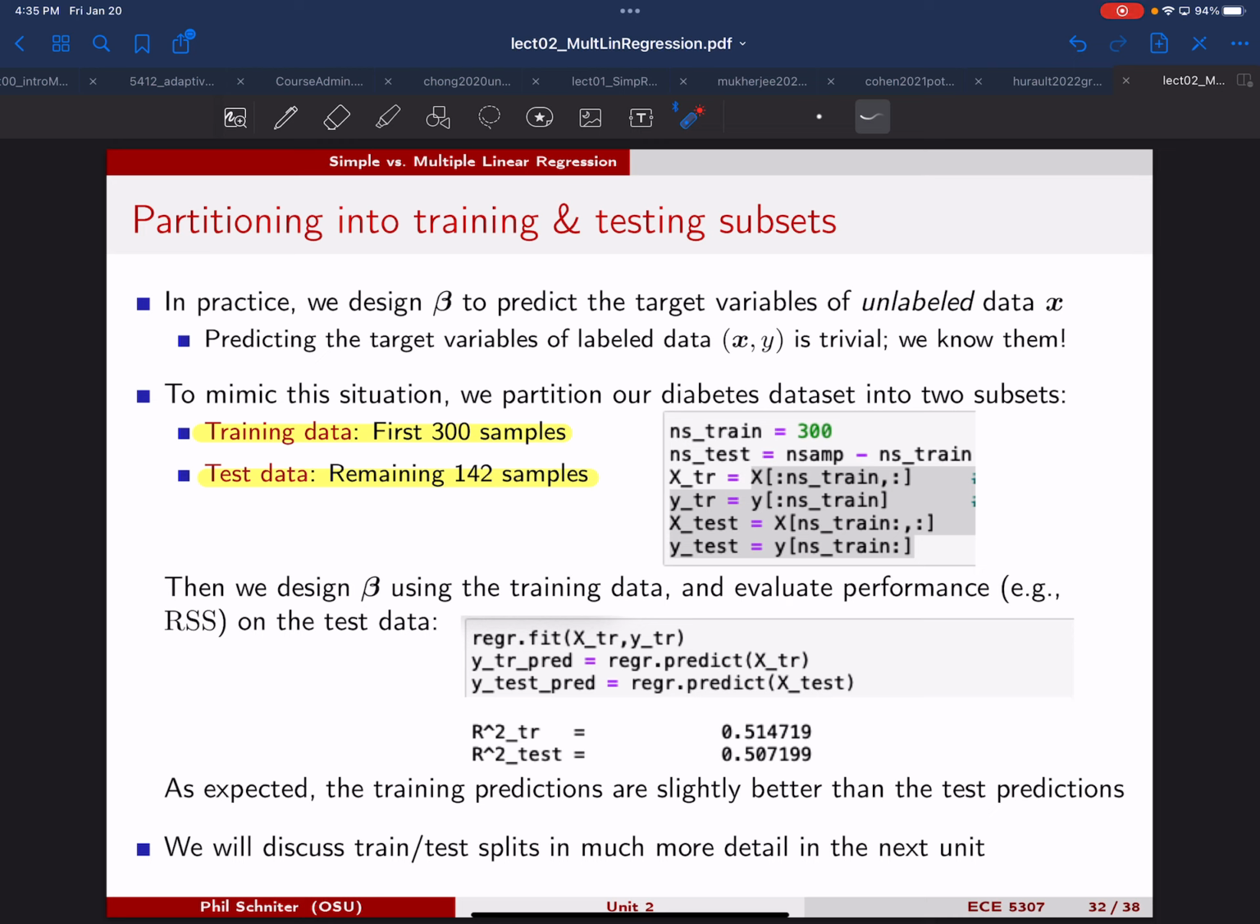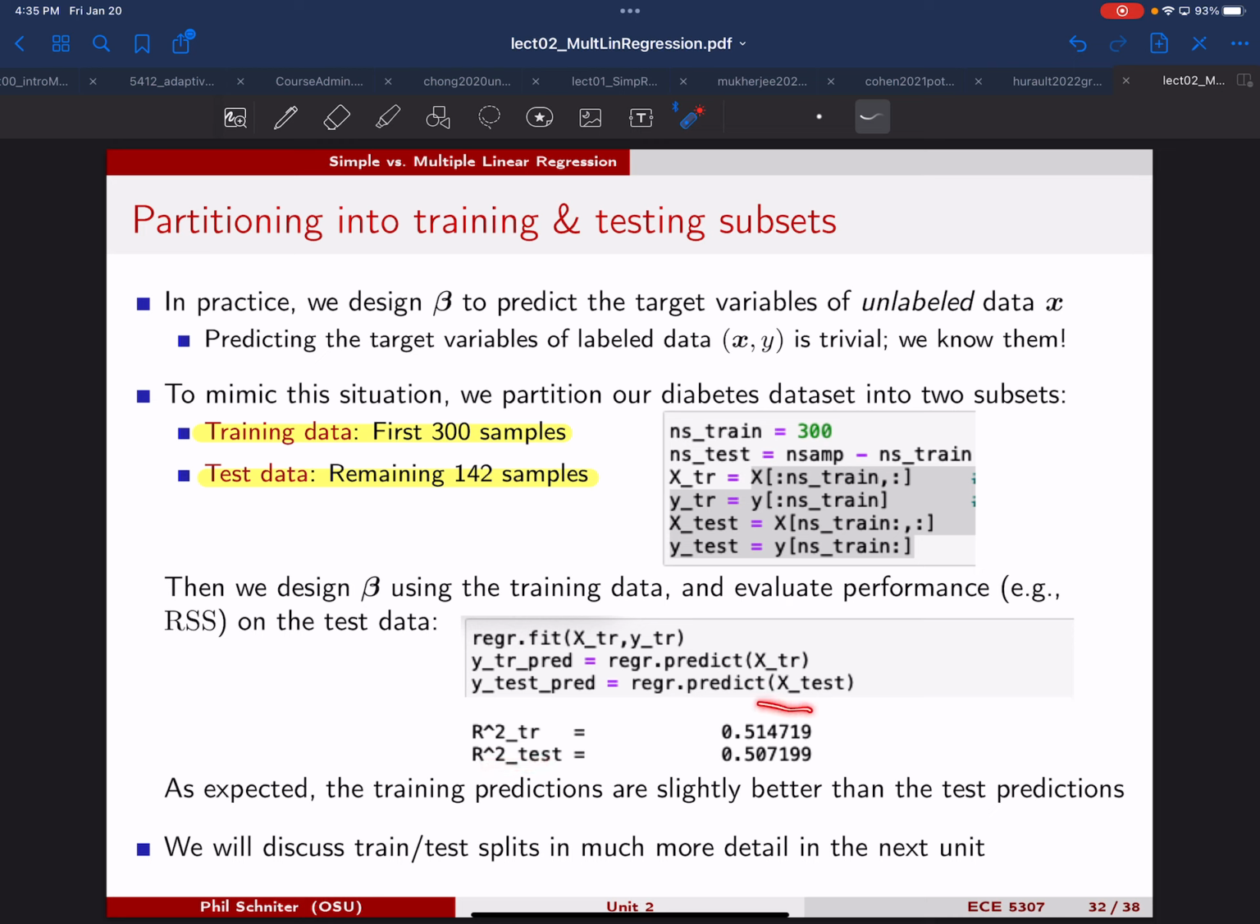And then you can see this is our machine learning method using Scikit-learn. We fit our regression object on the training data. We then can predict on either the training or the test data. So these are our training predictions, these are our test predictions. And we can then compute R squared on the training and test sets.